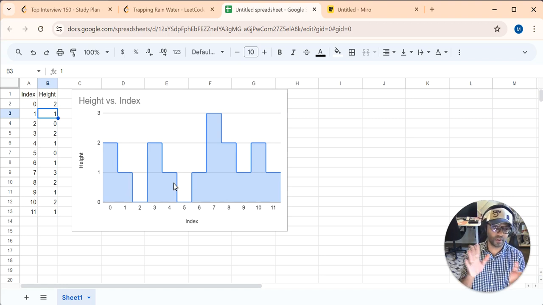And basically, for any tower to hold water, there has to be a taller tower on the left side and on the right side somewhere, right? So, for example, for tower 4 to hold water, there needs to be something bigger between 0 and 3 and something bigger between 5 and 11. Only then can 4 hold water.